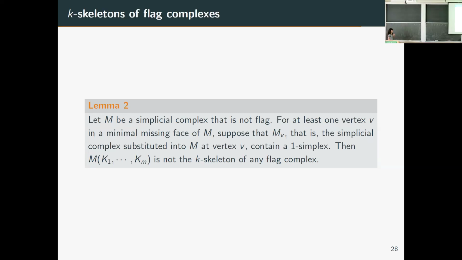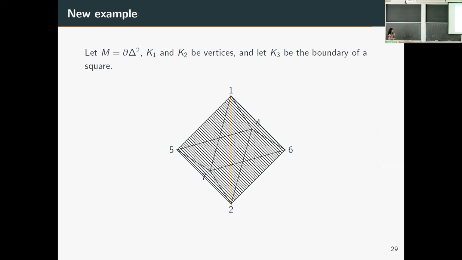And this comes from the fact that if you substitute something with an edge into a minimal missing face, you preserve that minimal missing face, but you also introduce faces that are of the same dimension. So you have missing faces and filled-in faces of the same dimension. And so you can kind of guarantee it's not going to be a K-skeleton of a flag complex. So this is obviously a kind of two-dimensional example, but in the interest of illustrating the work, I thought I'd go through this one.